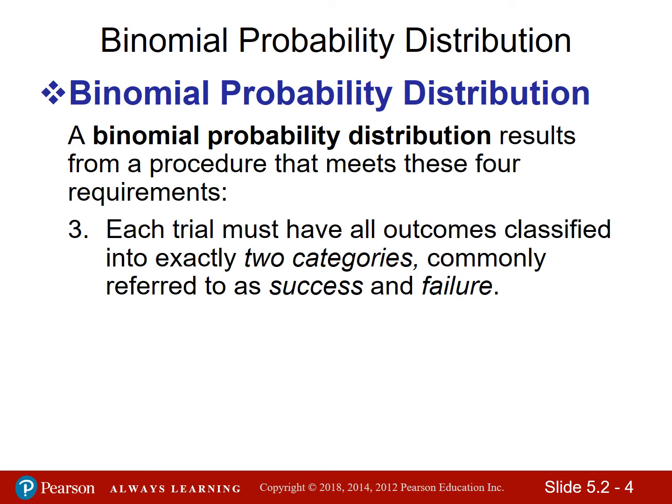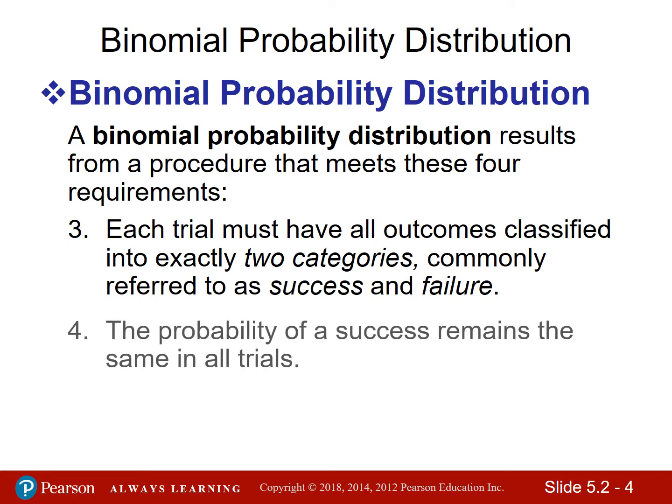Number 3, each trial must have all outcomes classified into exactly 2 categories. So we call them success and failure. Those are the 2 categories. That's why we call it binomial. This does not mean real good or bad. Failure does not mean bad. It's just a way to differentiate them. Either one can be success, either one can be failure. Now the fourth one, the probability of success remains the same in all trials, so it stays constant.